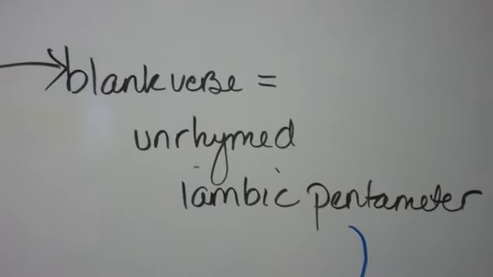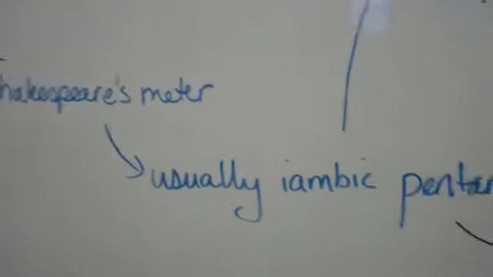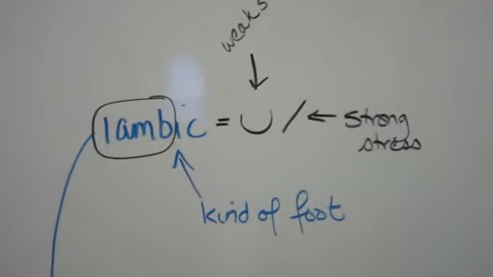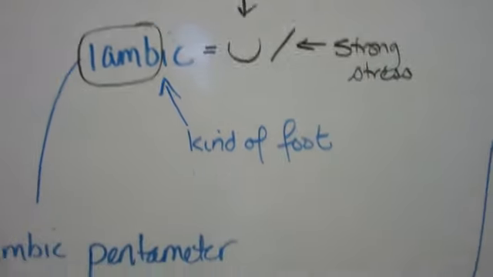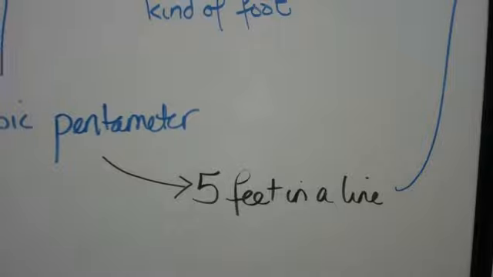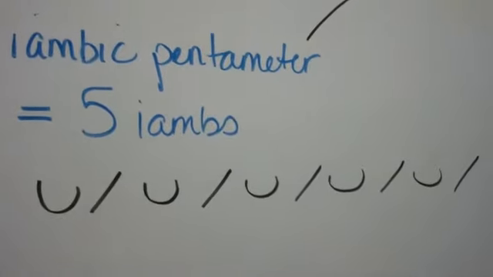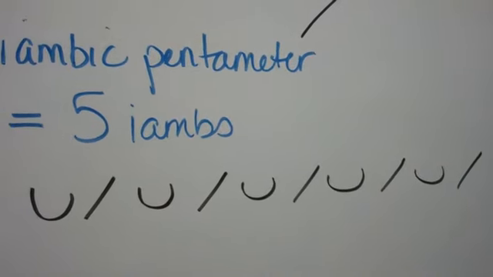So to recap, when we're talking about Shakespeare's meter, we're talking about iambic pentameter, which means that the foot, the iamb, unstressed, stressed, is repeated 5 times. So it looks like this. Da-dum, da-dum, da-dum, da-dum, da-dum. And that's blank verse.